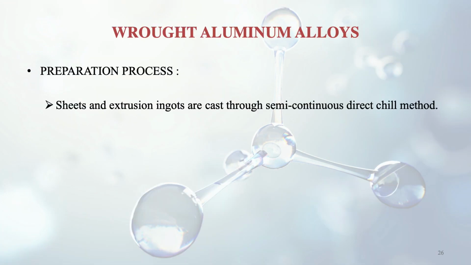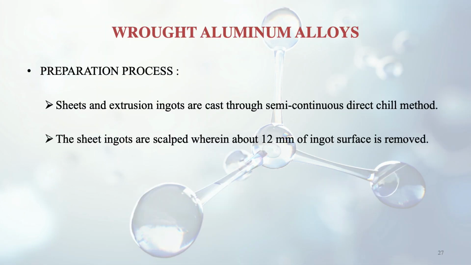The preparation processes like sheet and extrusion ingots are cast through the semi-continuous direct chill method. So this is one method, the direct chill method, and these sheet ingots are then scalped. Meaning, if you see your skin is there, so somebody removes your skin, then it is a kind of scalping. Similarly, a layer of this ingot is also removed, so this is scalping. By this scalping, about 12 mm of the ingot surface is removed.